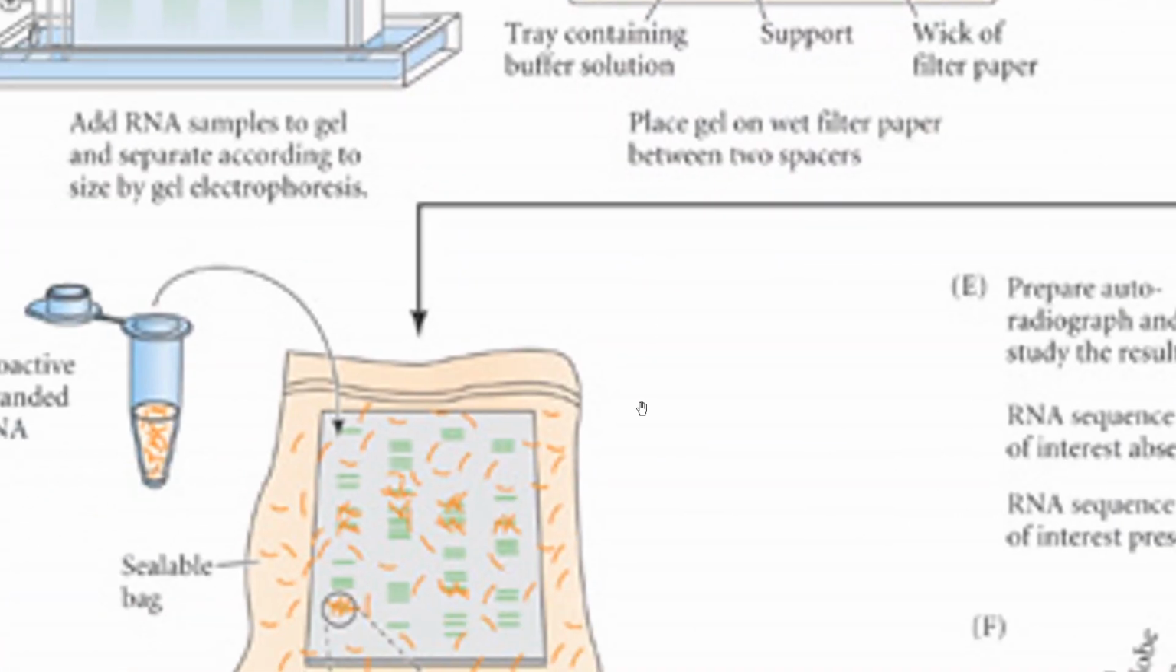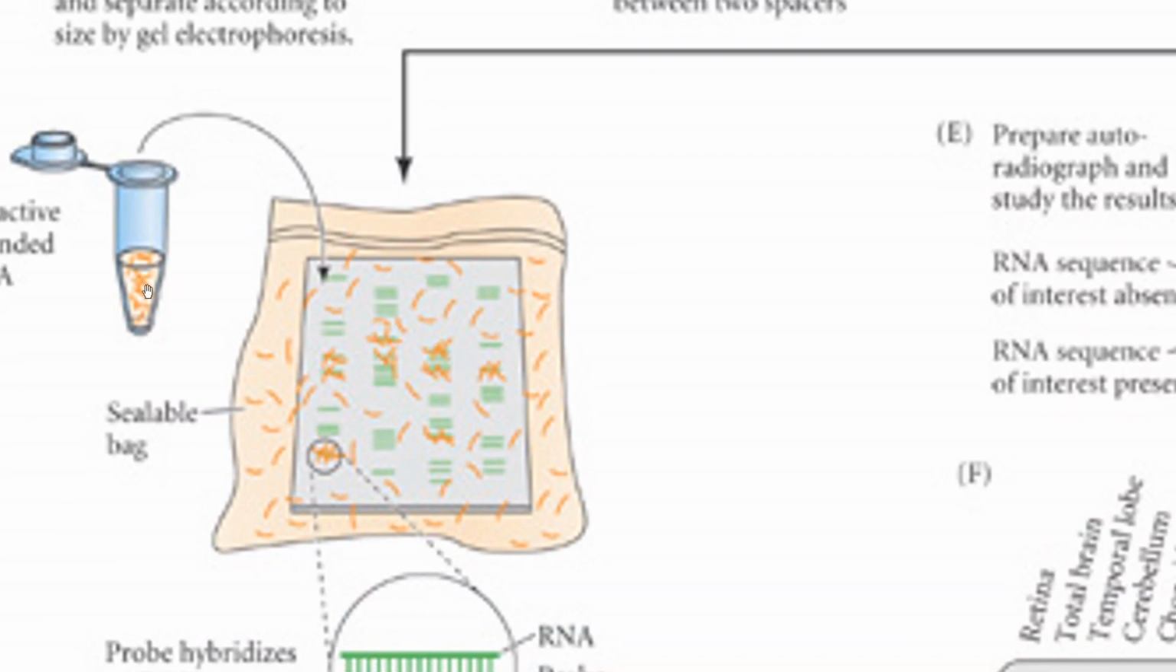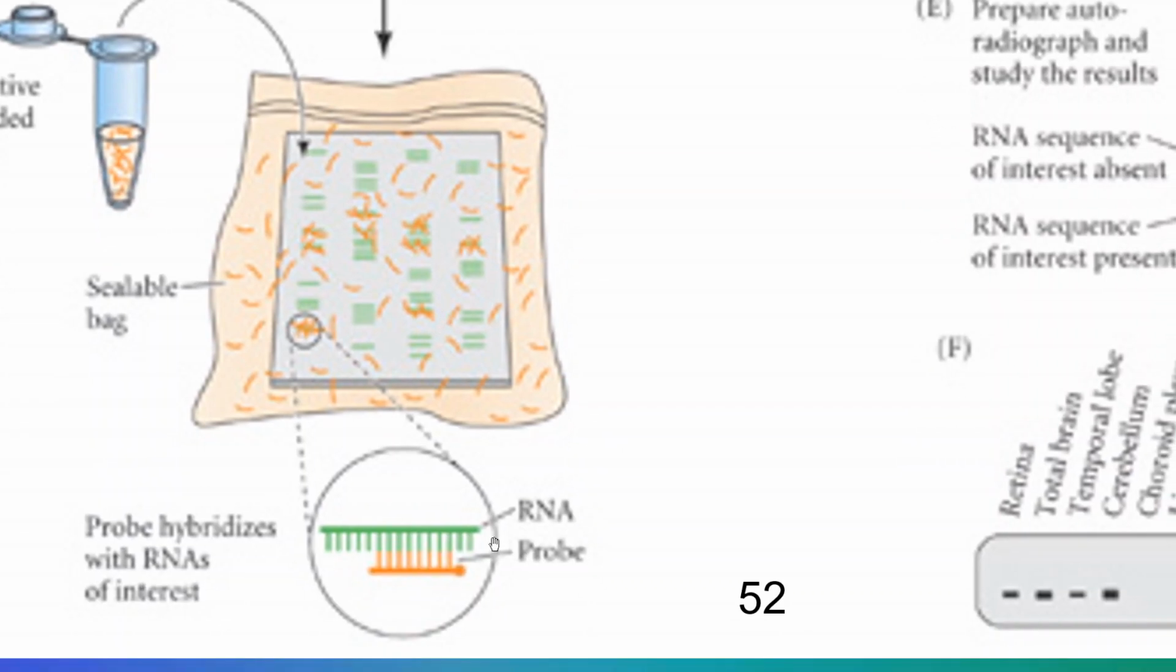So we take it and we add a probe. It's a DNA probe, really. It can be RNA, but we use a DNA probe. And this DNA probe is radioactively labeled or fluorescently labeled, whatever. So it's labeled in a certain way, and we add it to the membrane. Now, if there is a messenger RNA that is complementary to the probe, this messenger RNA would hybridize to this probe.